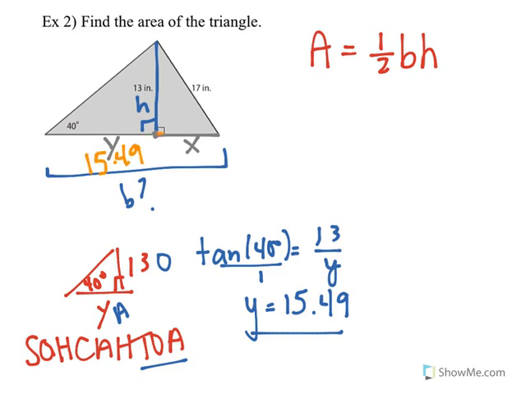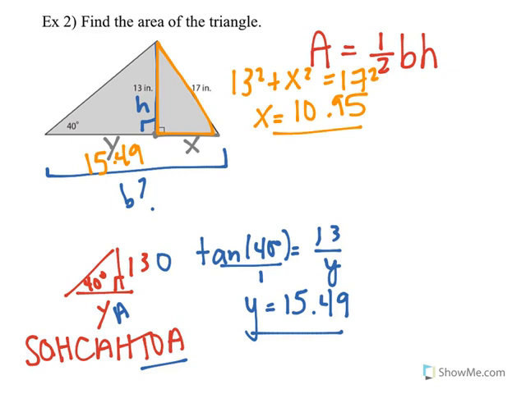To find the other piece, x, for our right triangle, if you notice, we can just simply use Pythagorean theorem. 13 squared plus x squared equals 17 squared. And if we solve, we'll get x is equal to 10.95. So what's nice is use your old tools here. Use Pythagorean theorem, use trig, use special right triangles. If this was a 30 degree instead of 40 degree, I would go straight to 30, 60, 90 triangle rules. Okay? So now the second piece of our base is 10.95.